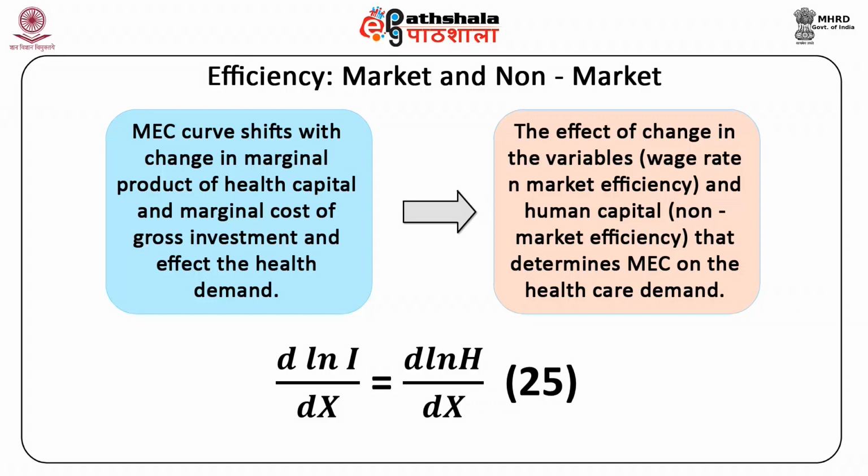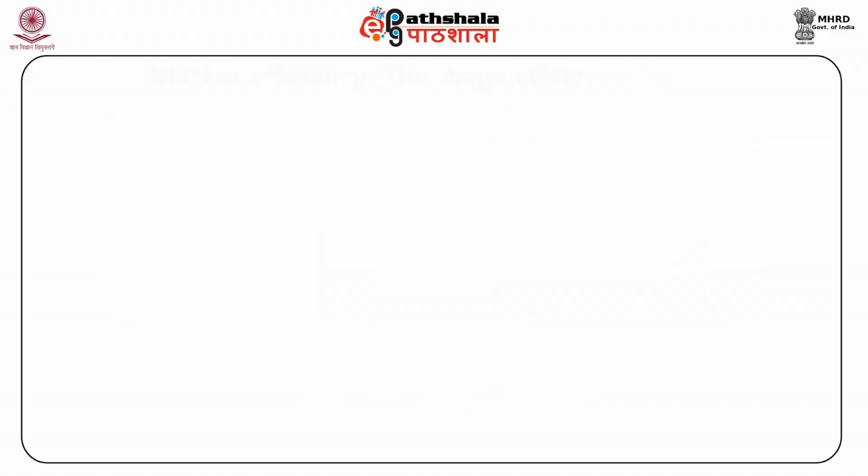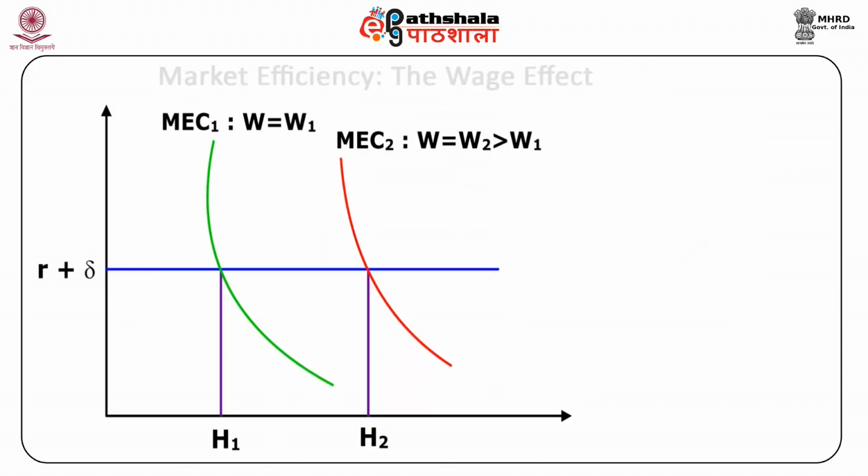d log I upon dx is equal to d log h upon dx. Equation 25. The above equation states that a unit change in x produces an equivalent change in health and gross investment. Market efficiency, the wage effect.